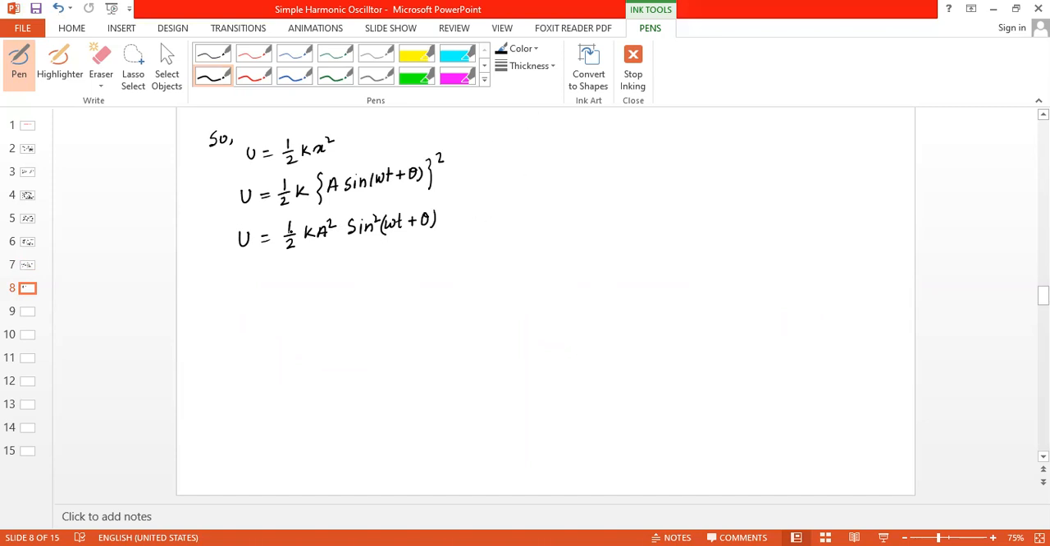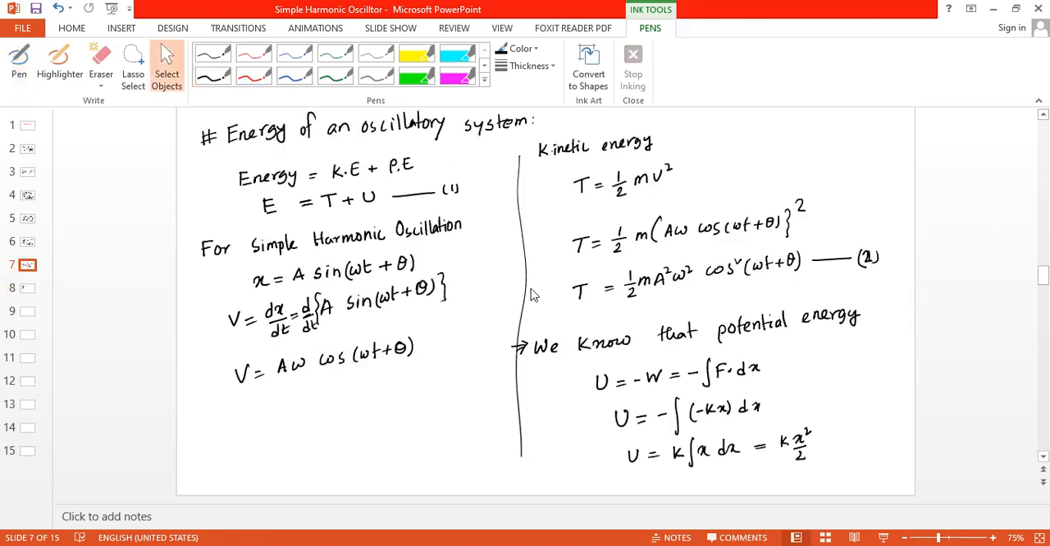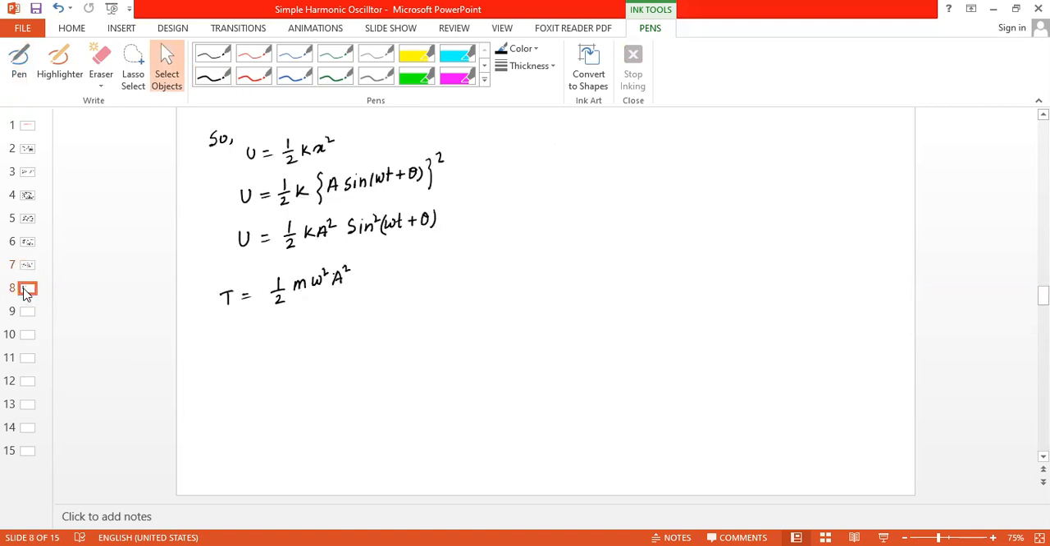This is my kinetic energy, and we also know what the potential energy was: 1/2 m omega square a square sin square (omega t plus theta), and kinetic energy 1/2 m omega square a square cos square (omega t plus theta). So let's say this was my equation number 3, and this is my equation number 2.